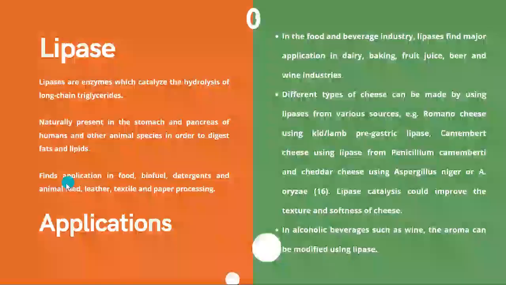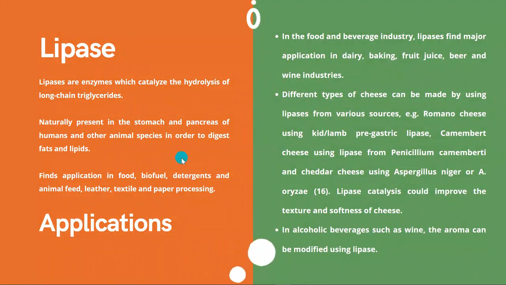Now if you see, the application of lipases is majorly in food, then biofuel, even in detergent, animal feed, leather industry, textile industry, paper processing. So lipases have wide application. How wide? Wherever there is fat associated. In the leather industry, what is leather? Leather is made up of animal fat or animal skin. That is where lipase is used. Lipase breaks down those fats to give the skin of the animal a proper shape, right?